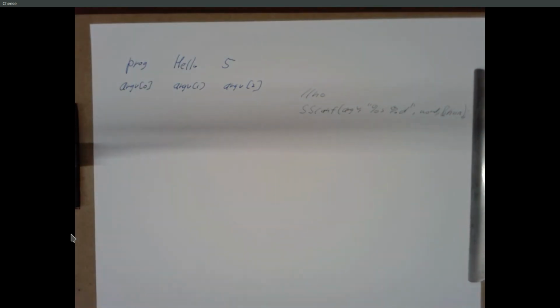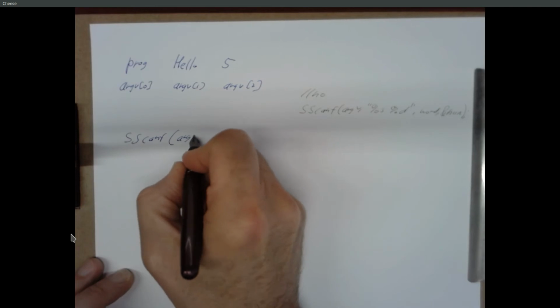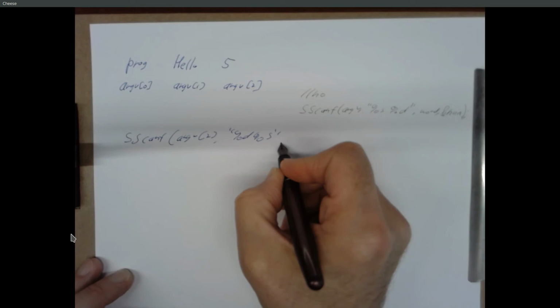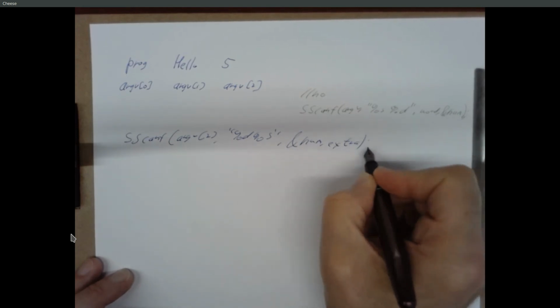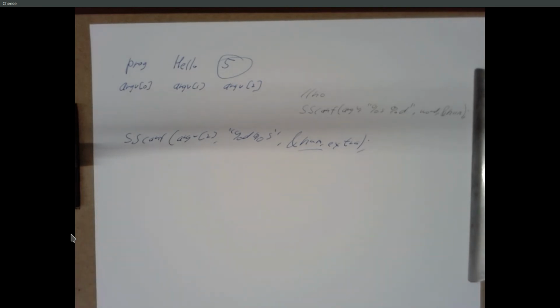What you really want to do is something like sscanf argv[2], %d with a %s trick, num, extra. To take this argument, which is a string, right? Every argument is a string, and convert it into an integer by using sscanf, and make sure this returns exactly 1. So we could do something like this.